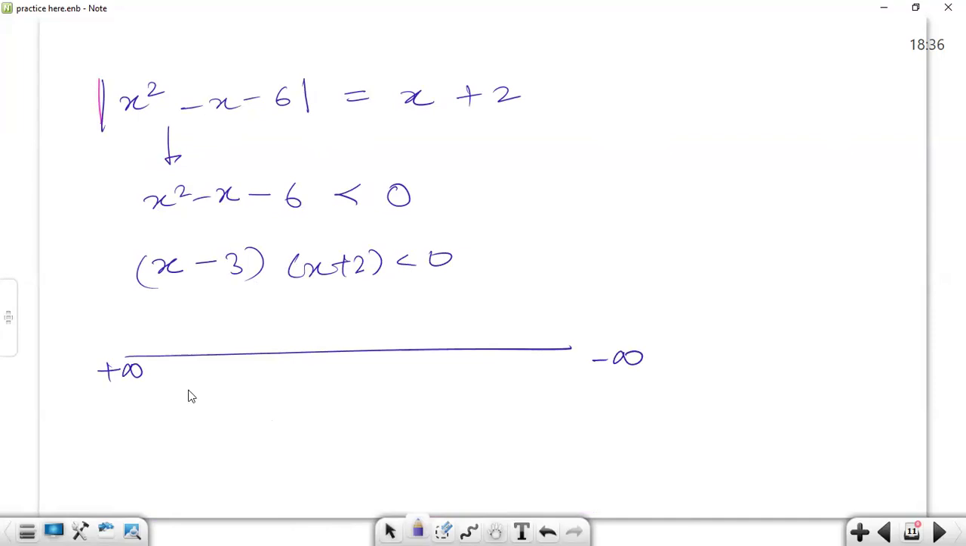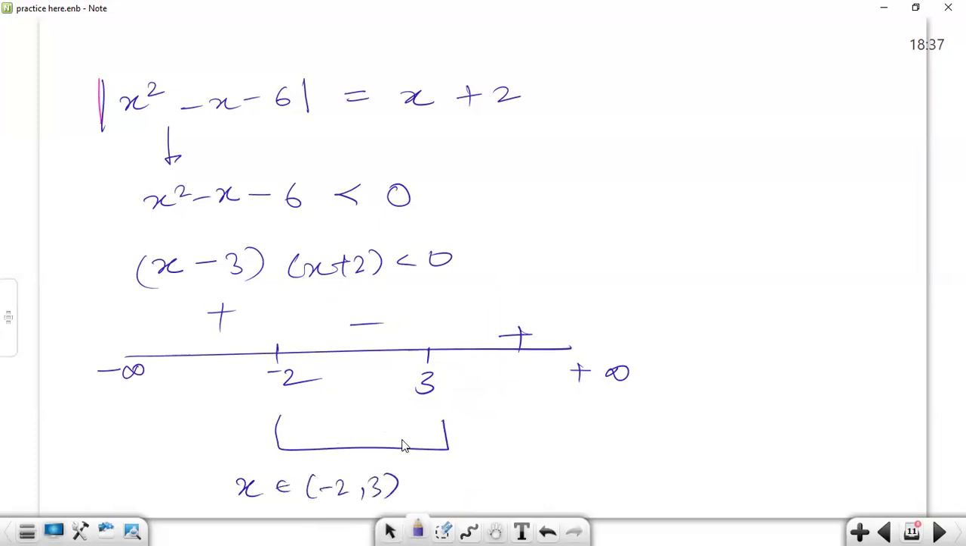Minus infinity, minus 2, 3: positive, negative, positive. This time we need all values of x lying between minus 2 and 3. And this time, minus 2 and 3 will not be included because there is no equality condition. So x will be lying between minus 2 and 3.